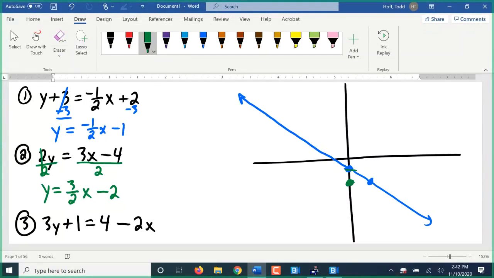And I have a slope of 3 over 2. So from that point, we rise 3, we run 2, and there's our second point. So our line goes through those. Like that.